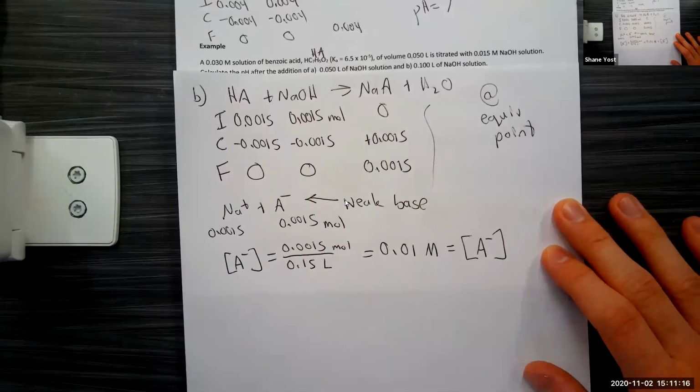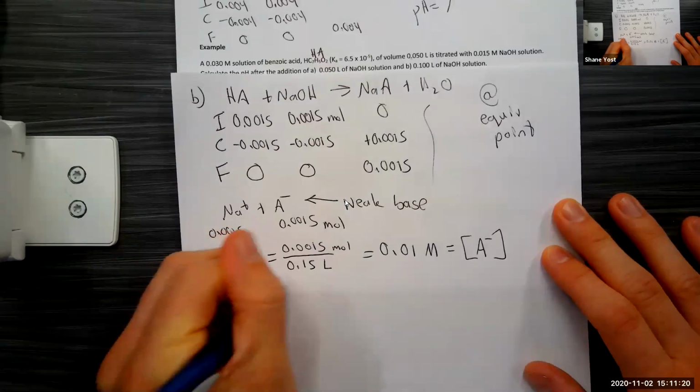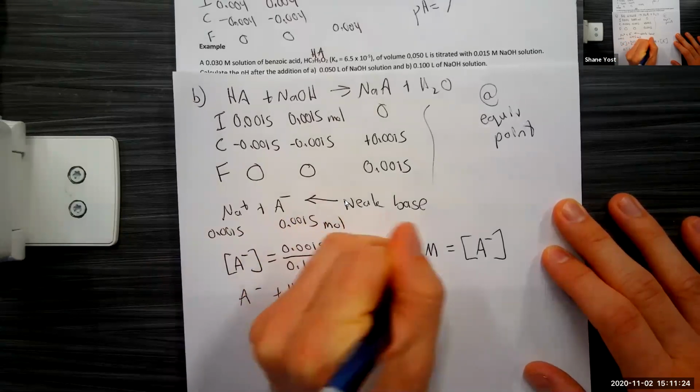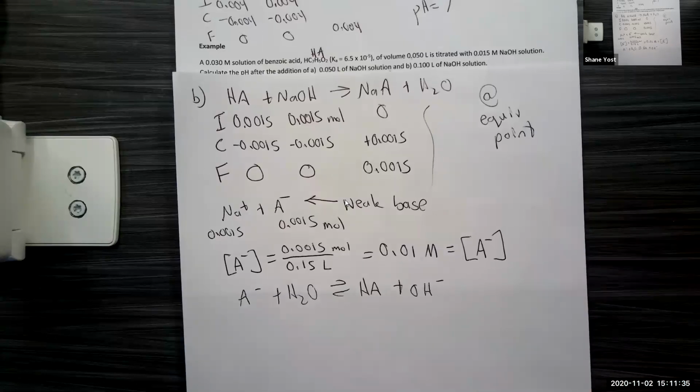And so in solution, A minus will react with water to form HA plus OH minus in this weak base equilibrium reaction. That's what a weak base does in solution. A weak base will react with water and form hydroxide ions and its conjugate acid in that solution.